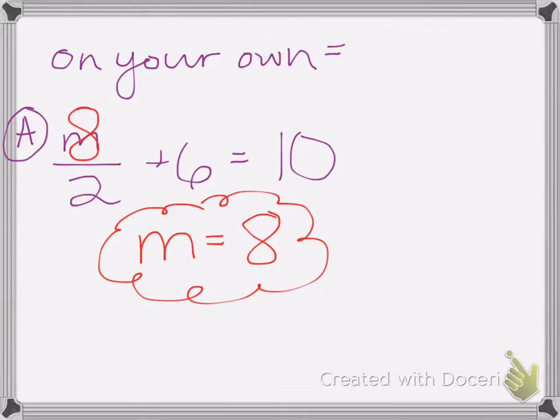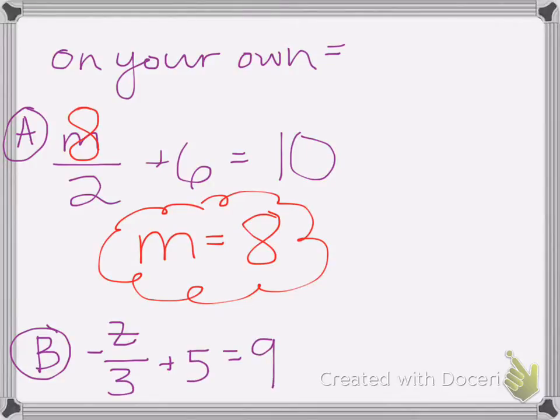Let me go ahead and do a B. Okay, so B, are you ready? B, I would like you to do negative z over 3 plus 5 equals 9. Okay, be careful. Remember, you're going to add or subtract first, then you multiply or divide. Okay, get to work.